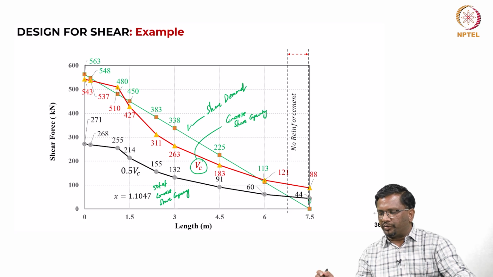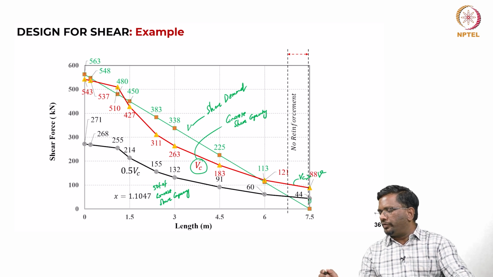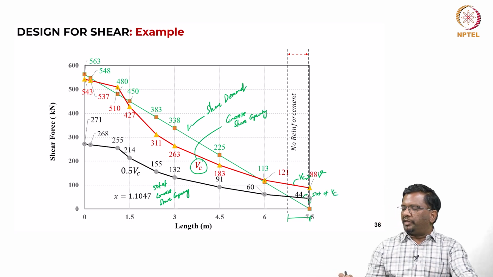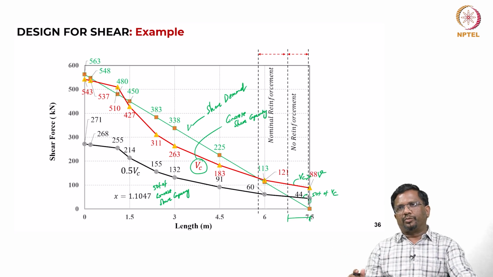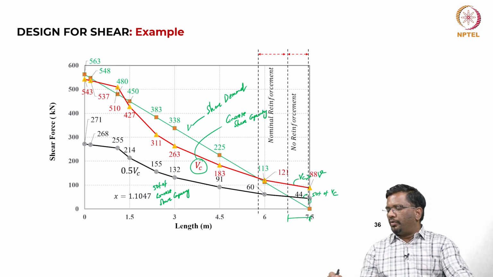Why there is no reinforcement required is because the VC is higher than V, and it is also higher than 50% of VC. You see, this black is 50% of VC. So, that means from here to here you find that shear demand is less than 50% of VC. So, you do not need any shear reinforcement. At this location you will find that the green color line, which is the shear demand, is higher than the black color curve, but it is lesser than the red color curve.